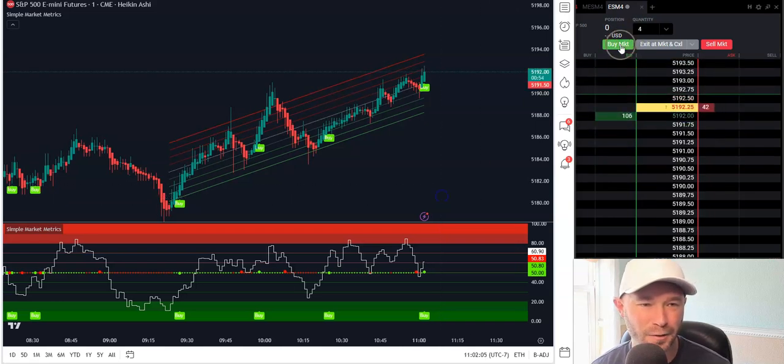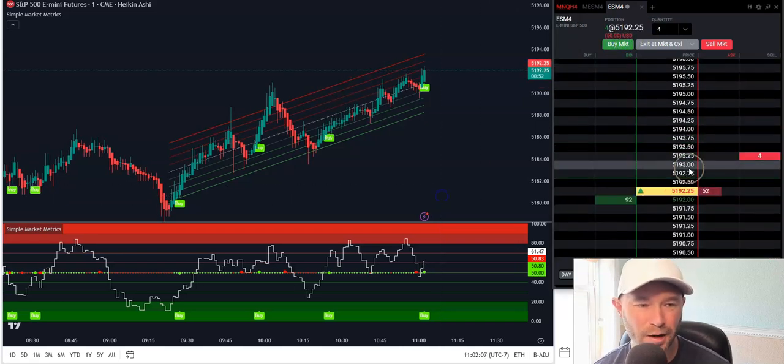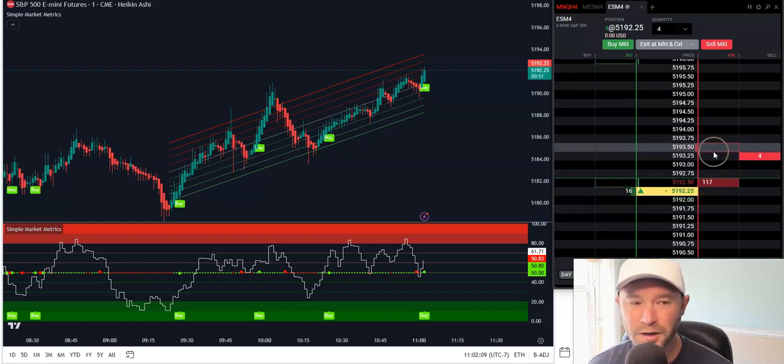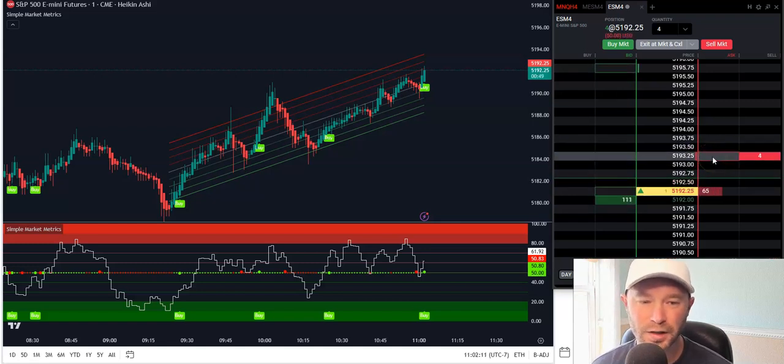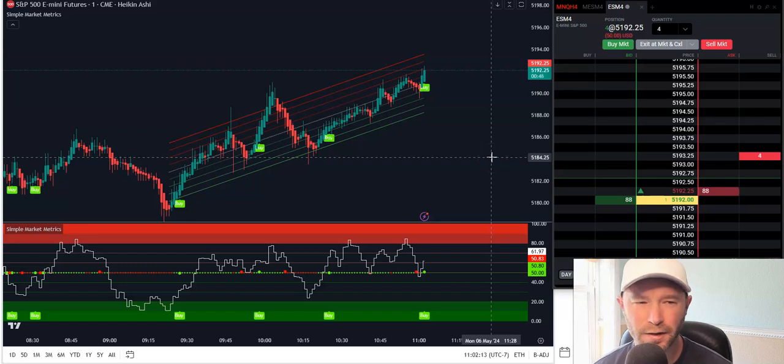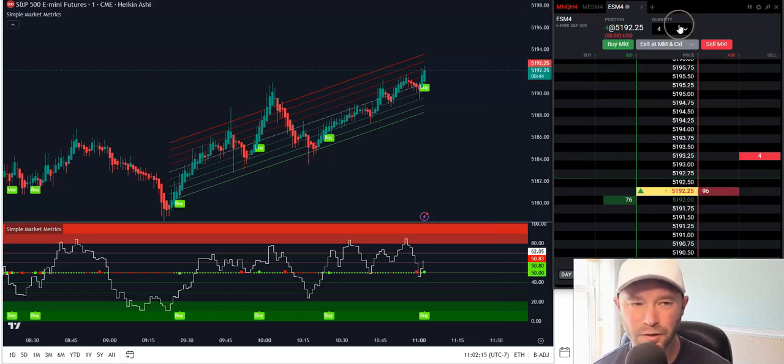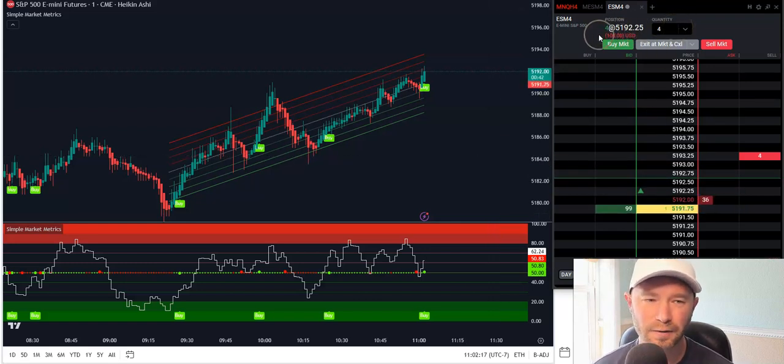Let's go over here and do buy the market. We're going to go ahead and buy the market. We're going to go for 4 ticks or 1 point, which is going to equate to a $200 profit. So each time a tick moves when you're trading with 4 lots, this is actually going to equate to $50.